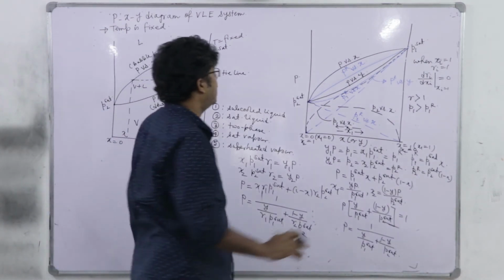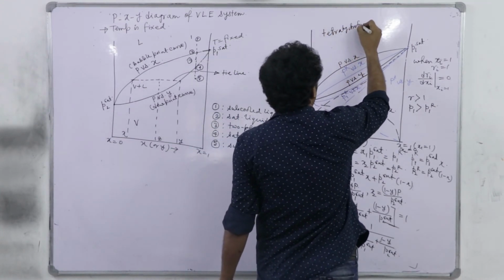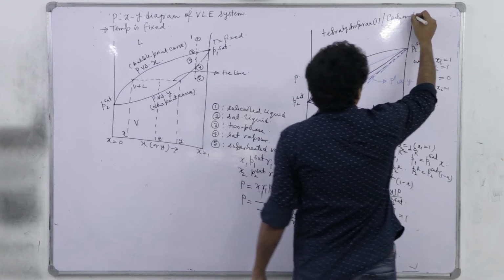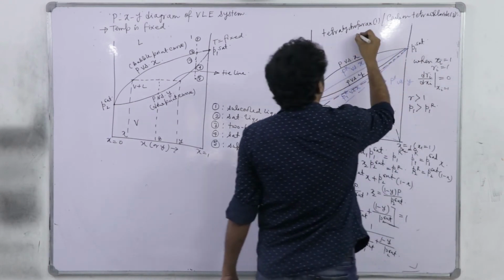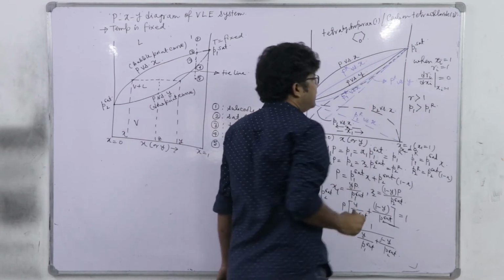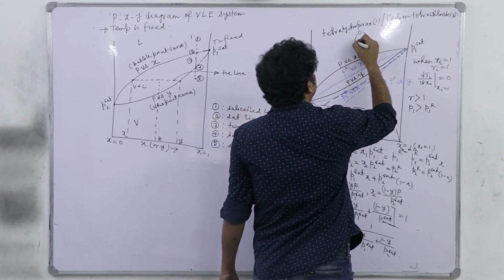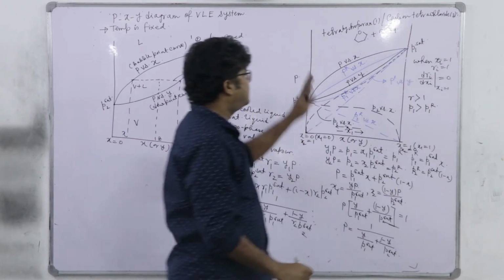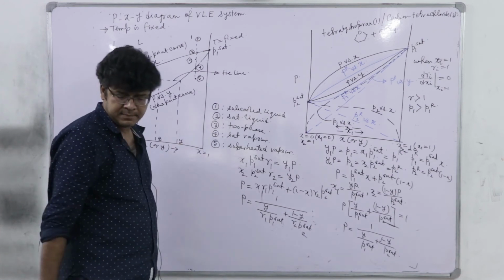tetrahydrofuran and carbon tetrachloride. Tetrahydrofuran 1 and carbon tetrachloride 2, that is this component tetrahydrofuran, yes, or we can plus CCl4. So, it shows positive deviation, strong positive deviation from Raoult's law.